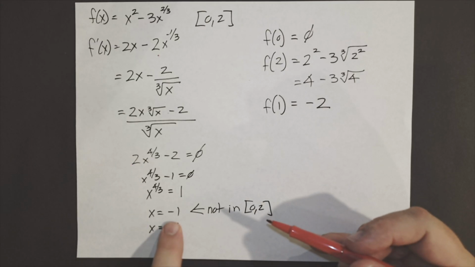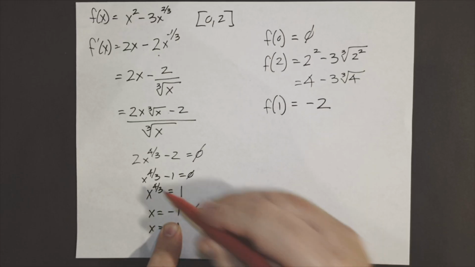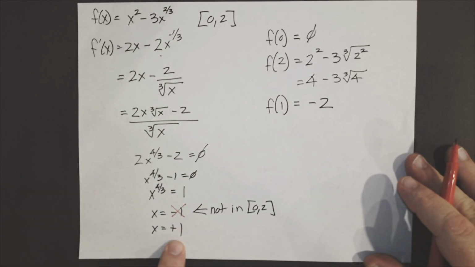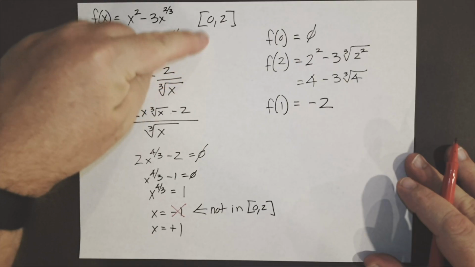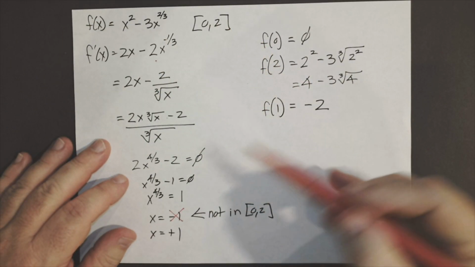Now notice this value, this negative 1, is not in the interval. So are we going to consider it? No. We're not going to use that one. So our point we're going to use is 1. Is that in this interval here? Yes, it is. So we're going to look at 0, 2, and 1.